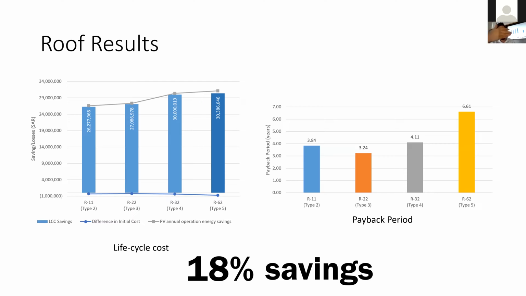So we did a life cycle cost analysis and a payback period analysis to make sure that we choose the right material or the right option. So for example, we've gone with type 3 here, which produced around 18% savings in the operation costs of the building.